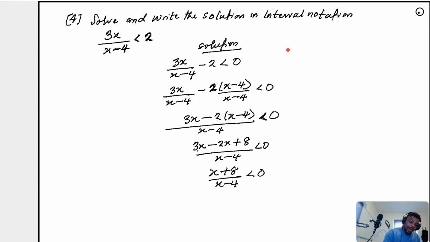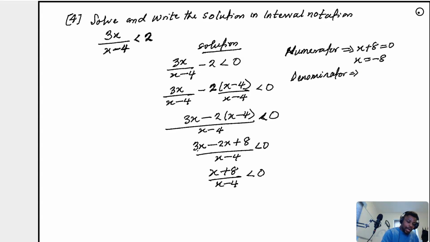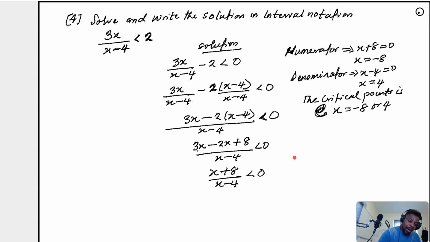Now in this case, let's get our critical point. So that is based on our numerator and denominator. Numerator x plus 8 is equals to 0, so x is minus 8. Then our denominator will give us the undefined. X minus 4 is equals to 0, that is x equals to 4. So the critical point is at x is equals to minus 8 or 4. So in this case, let's put our number line.